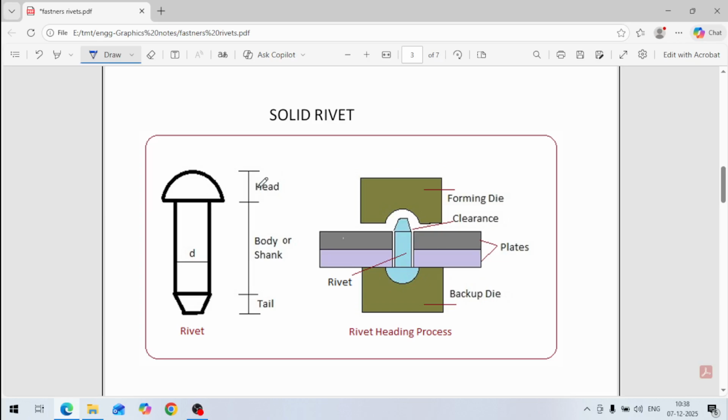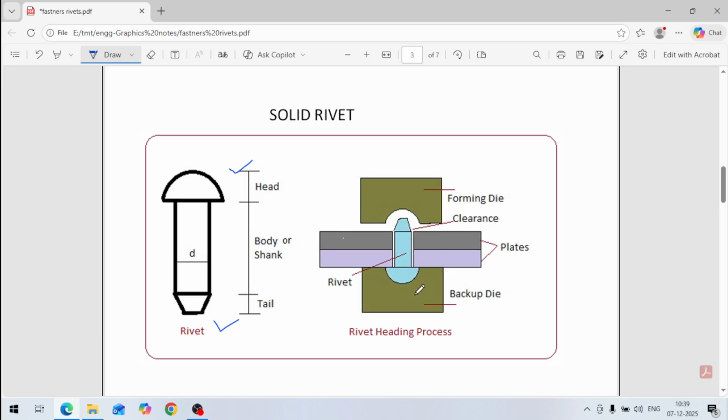This portion is called the head of the rivet. This is the body or shank. The D is the diameter of the shank, and this portion is called the tail. And this is the rivet heading process. These are plates we are going to rivet. Two plates are there. This is a rivet.